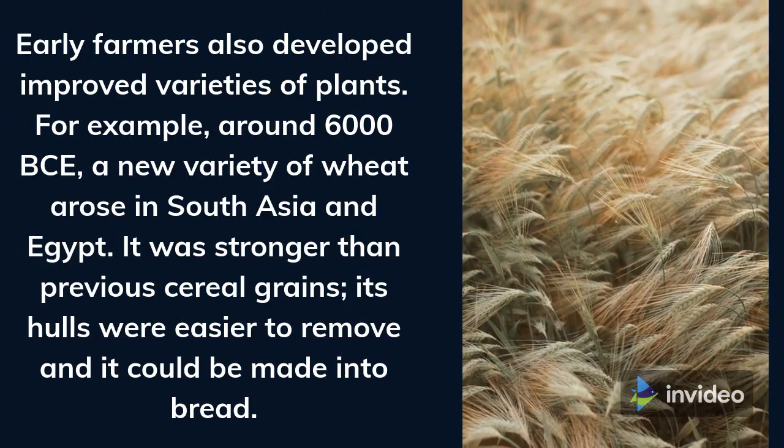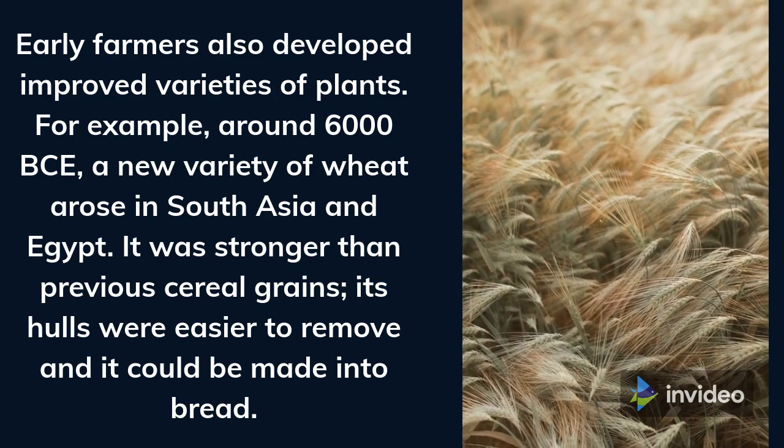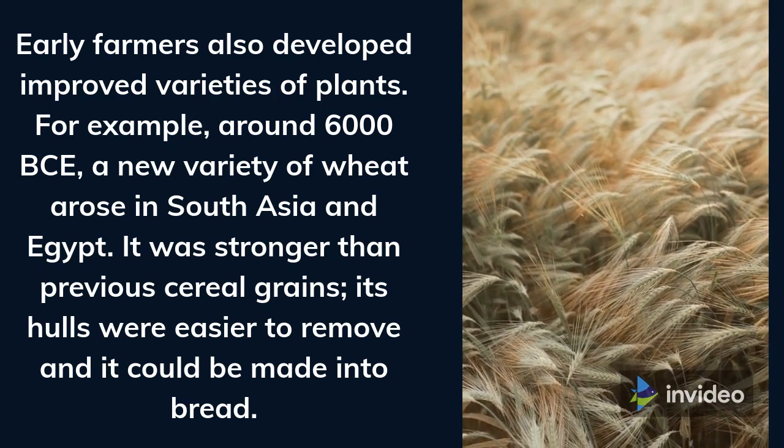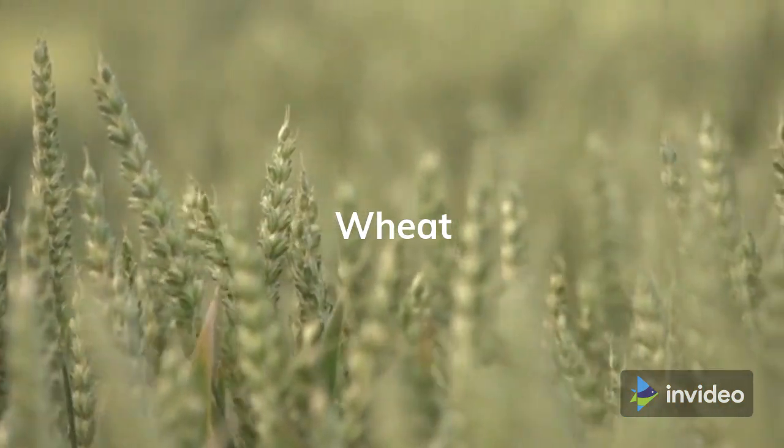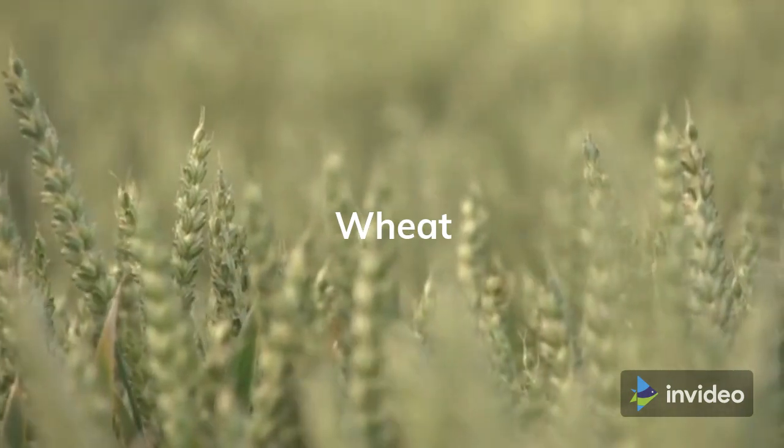Early farmers also developed improved varieties of plants. For example, around 6000 BCE, a new variety of wheat arose in South Asia and Egypt. It was stronger than previous cereal grains, its hulls were easier to remove and it could be made into bread.